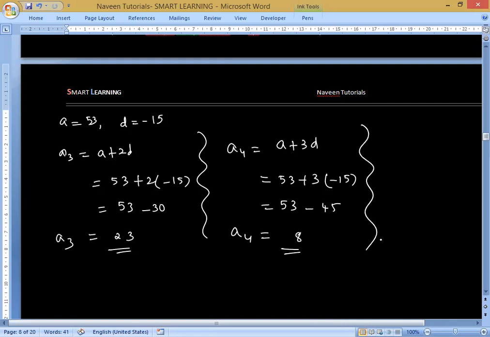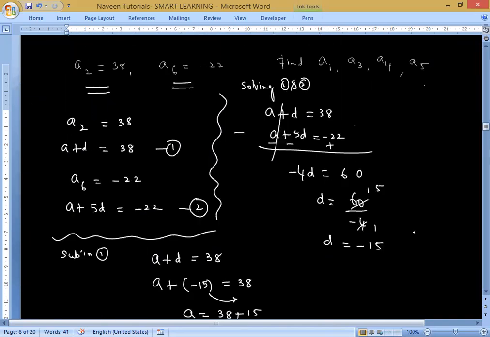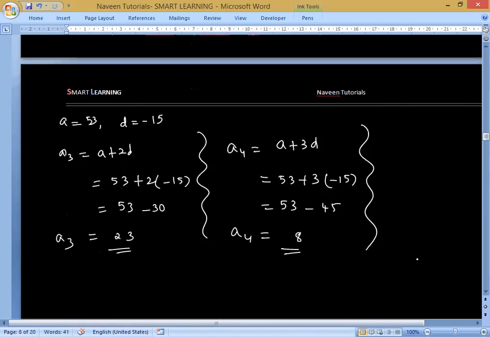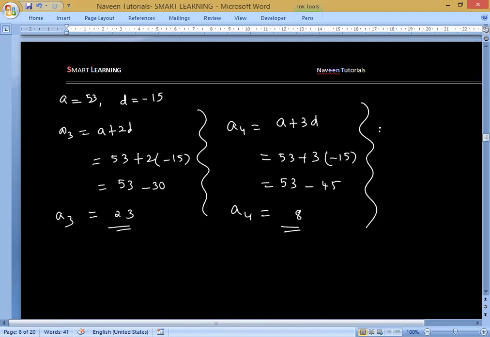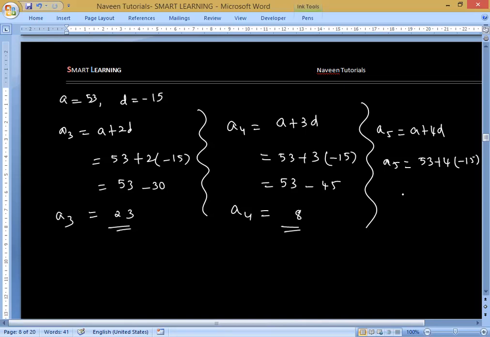So again, what is the next question? a5. Next one is a5. So a5 is a plus 4d. So a5, what is a here again? 53, same. 4, d is minus 15. 53 plus 4 into minus 15, 4 fifteens are 60. So you're going to get minus 7. Right? Any doubts, anyone in this case? No, sir.